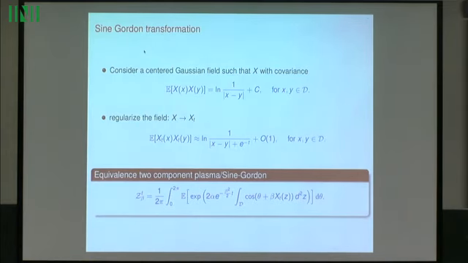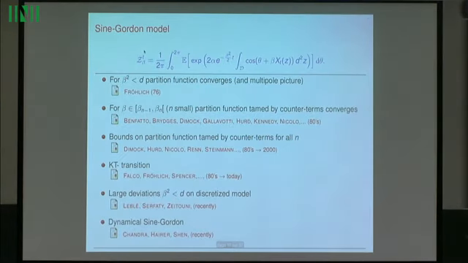Okay, so this is the Sine-Gordon transformation, and this is an exact relation. One way of studying the two-component plasma is to pass to the limit in this model. There is a whole literature on this model. It's mostly studied in 2D because of the relation you mentioned with the neutral 2D Coulomb gas.